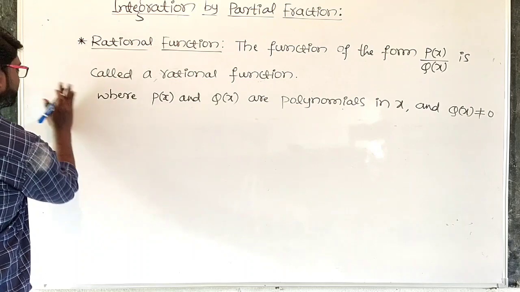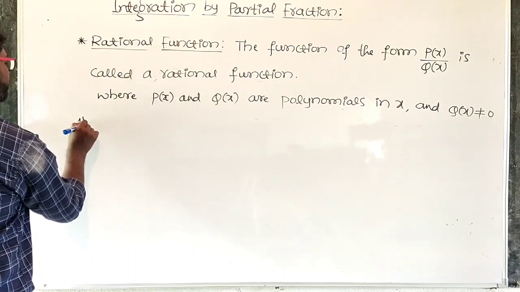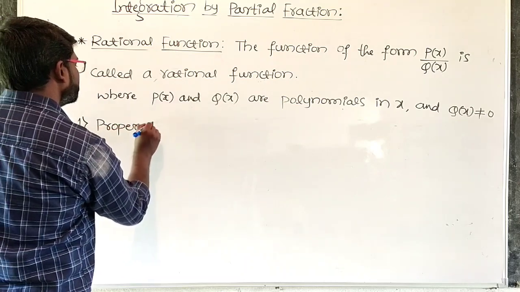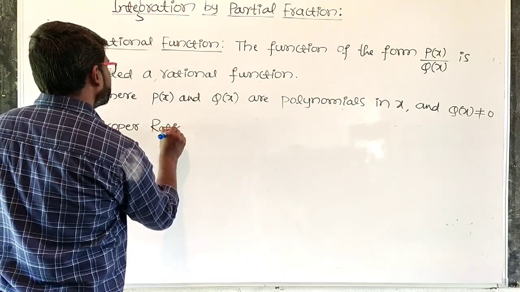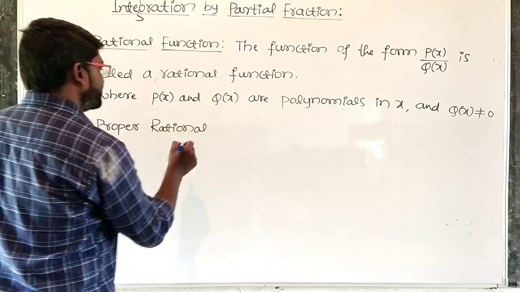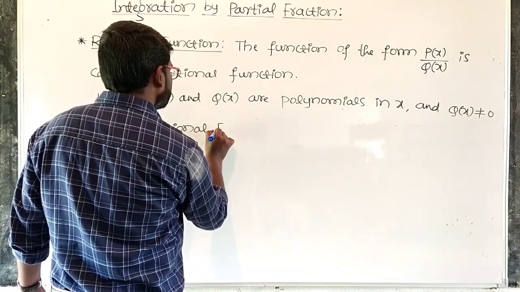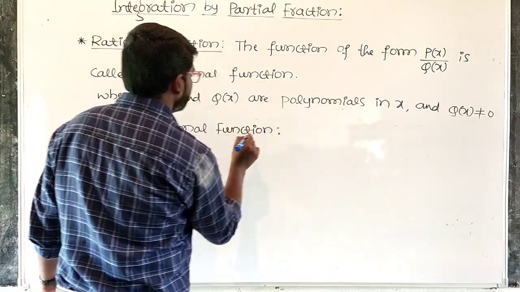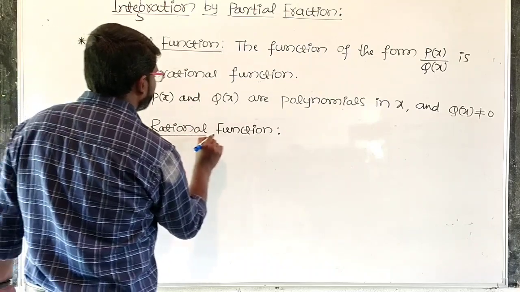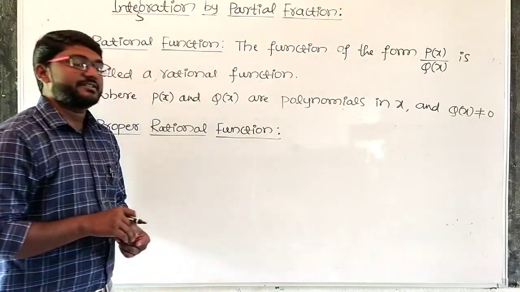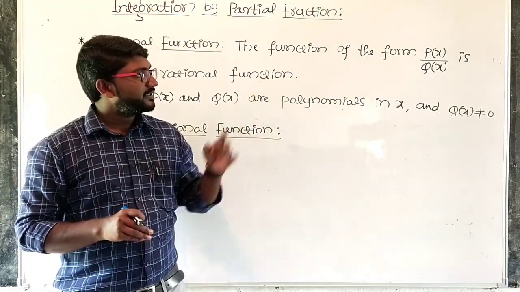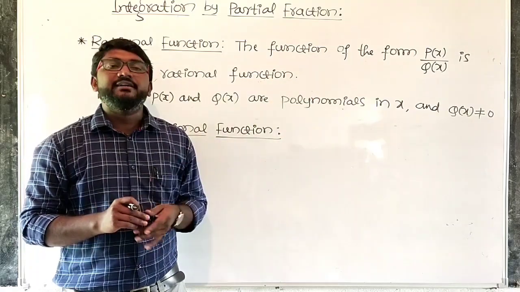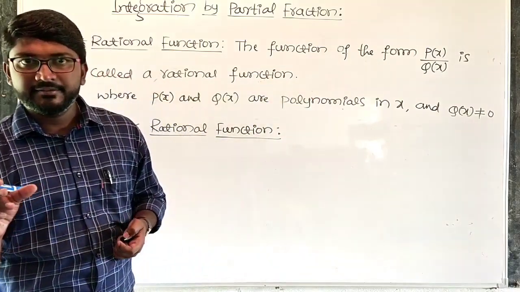First one, proper rational function. What is the exact meaning of a proper rational function? If the degree of the numerator, that is p of x, is less than the degree of the denominator, then it is called a proper rational function.